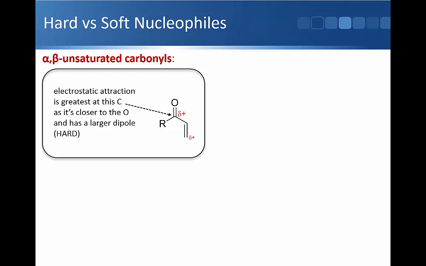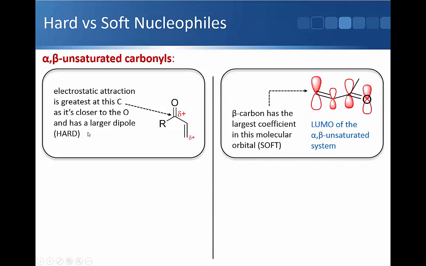and electrophiles. Because if a nucleophile is to react at this carbonyl carbon, this is where the largest dipole is. This is where the most electron poor carbon is, because this carbon is closest to the electronegative atom. So any interaction between this electrophile, specifically this carbon, and a nucleophile is going to be governed by electrostatic attraction. So electrostatic attraction is greatest at this carbon because it's closer to the electronegative oxygen, so this is actually quite a hard electrophile.